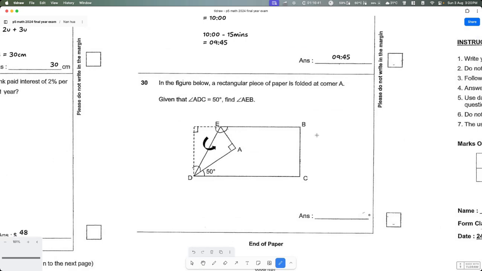Let's move on to question 30. All right. So question 30 says, in the figure below, a rectangular piece of paper is folded at corner A. Given that ADC is equal to 50 degrees, so ADC is 50 degrees, find AEB. AEB. So let me just draw this out in red. Okay, AEB is what we want here.